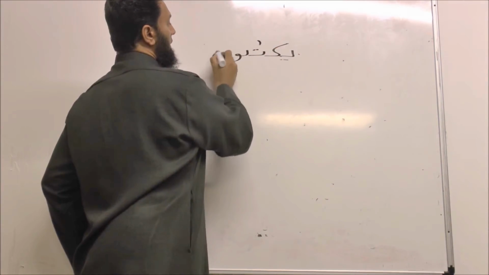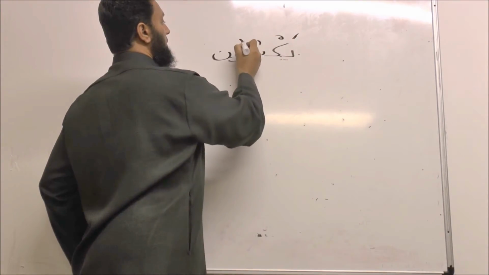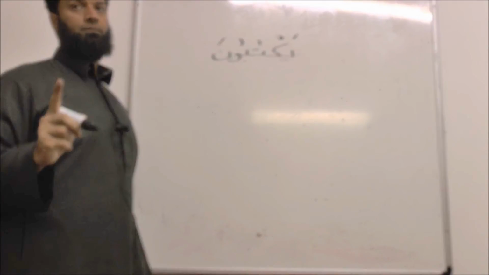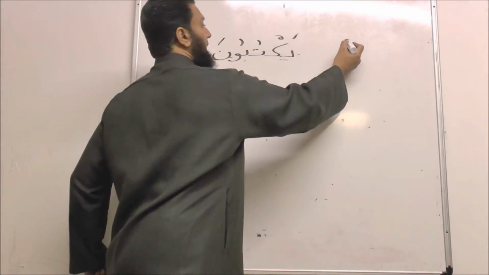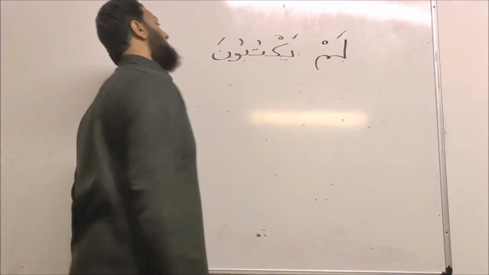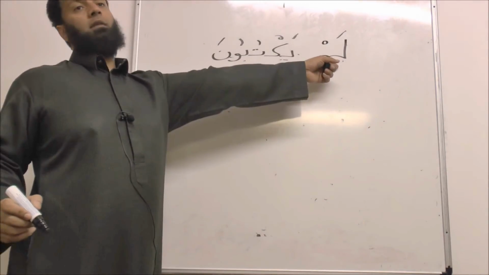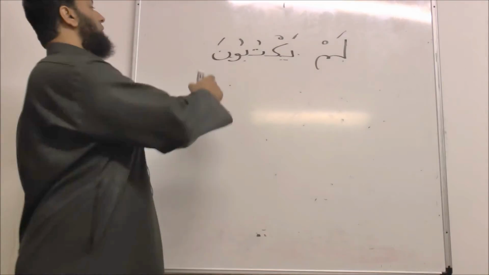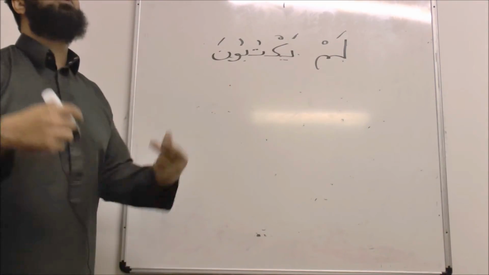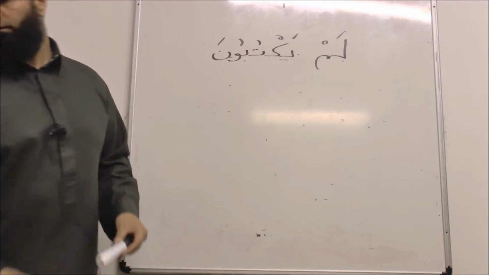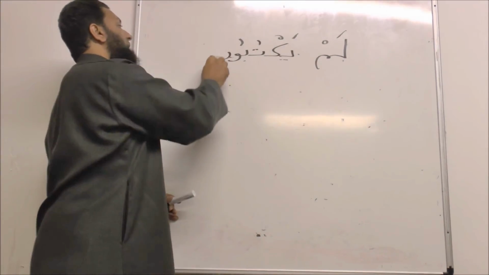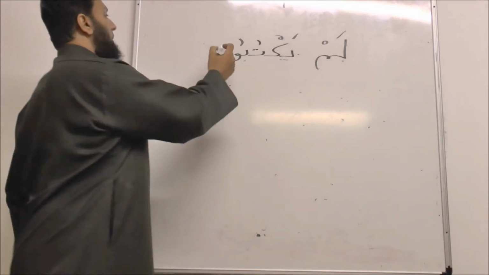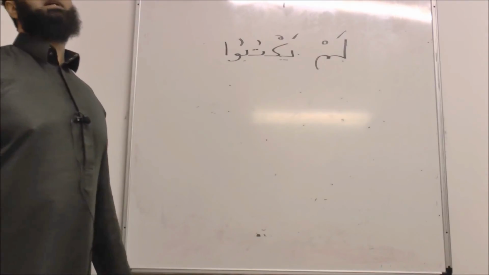Yaktubuna. If we want to say they, plural male, did not write, we negate it with lam. So akhlaq, what do we do with the ending? How do we make it majzumun? Right, we drop the noon and we replace it with the alif. Lam yaktubu.